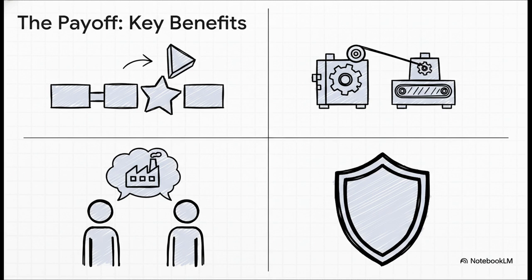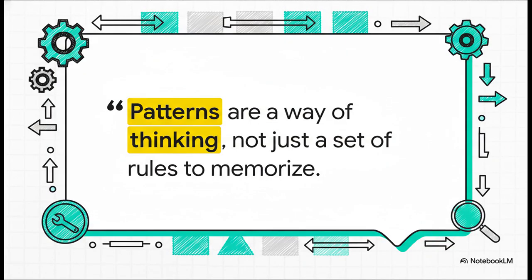But maybe the biggest benefit is that it creates a shared vocabulary. When one developer on your team says, let's use a factory here, everybody else knows exactly what they mean. And all of that leads to one thing: more robust, more reliable software. And if you remember only one thing from this, let it be this. Please don't think of design patterns as a bunch of strict rules you have to go memorize from a textbook. That's not the point. Instead, think of them as tools that sharpen your problem-solving skills. They're a way of thinking that helps you write smarter, cleaner, and just plain better code.